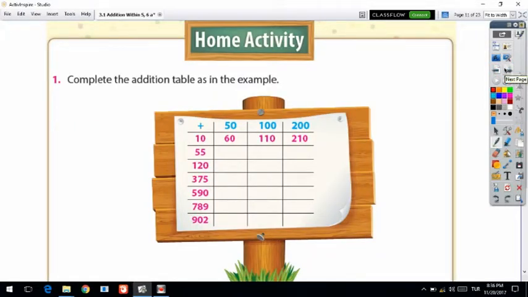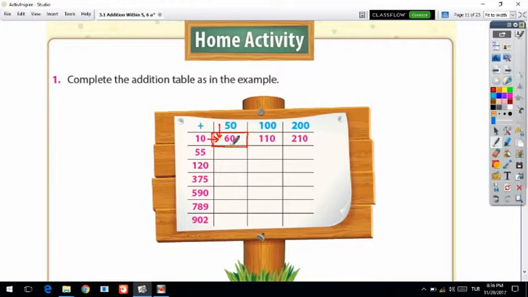It was homework for you, so we did it at school. Complete the addition table as in the example. First of all, how can we fill the numbers in these rectangle places? First of all, we have the addition symbol. It means 10 is coming from here, then 50 is coming from here. So where do they connect each other? In this space. So 50 plus 10 is equal to 60.